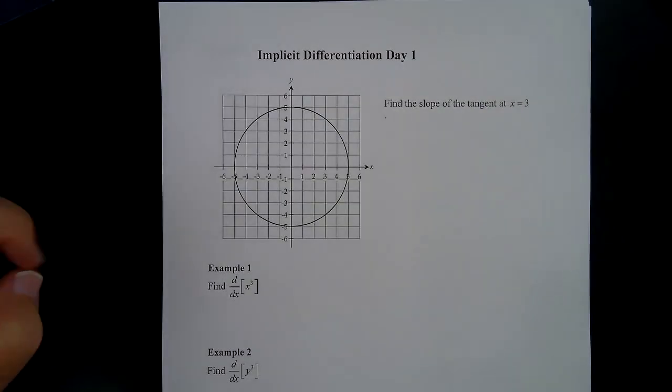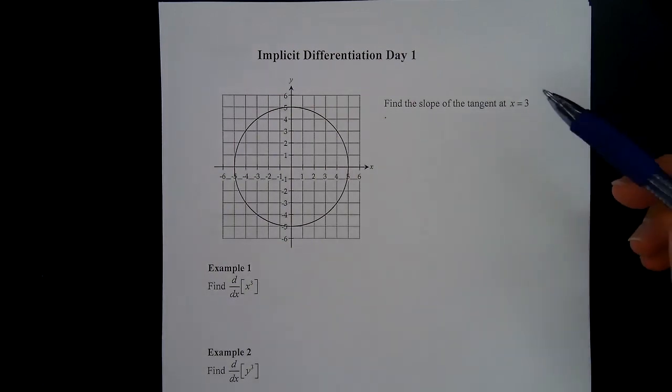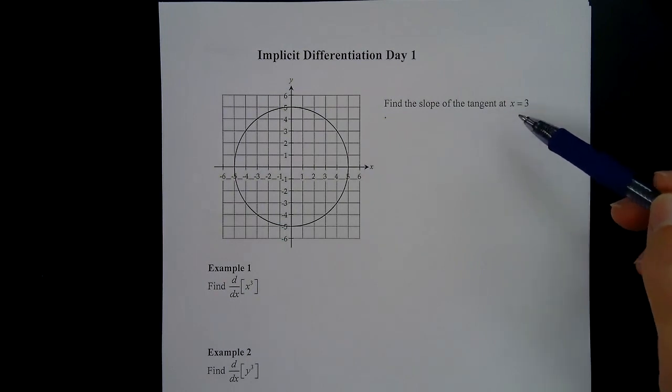Today we're going to look at derivatives of expressions that aren't functions. That's what we've been studying up to this point, derivatives of functions. So what happens when it can't be written as a function? What happens when we can't write it as y equals an equation? So here's the first question. Find the slope of the tangent at x equals 3.